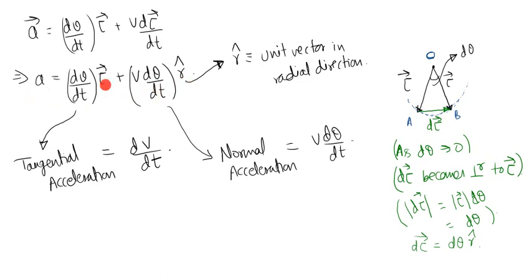So as you can see, the net acceleration will have two components. The first term represents the component in the tangential direction, as tau cap is a unit vector in the tangential direction, and the second term represents the component in the radial direction, because r cap is a unit vector in the radial direction. So at any instant, I can divide my motion in two directions: tangential and radial. Tangential acceleration is dv by dt, the magnitude of the first vector, and radial or normal acceleration is v into d theta by dt.